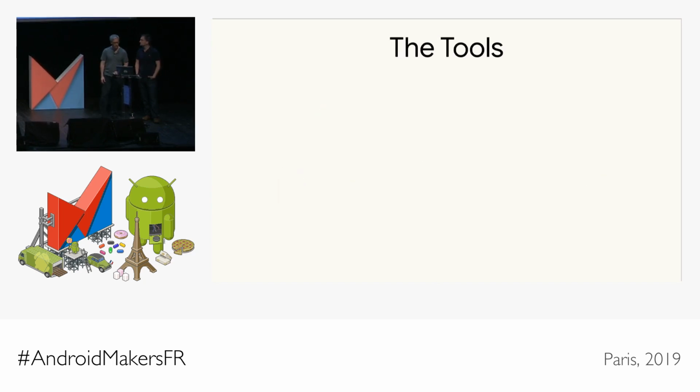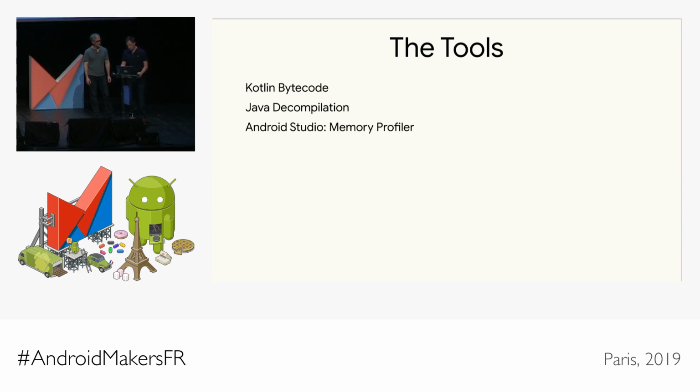All right, so we're going to look at three techniques. The first one is we're going to look at the Kotlin bytecode itself, so the actual output of the Kotlin compiler. We are also going to look at the Java decompilation. So we're going to see how to do that, but you can go from the bytecode back to Java code, and sometimes it's just easier to understand what's going on because Kotlin hides a lot of stuff, as we just mentioned. And finally, the last tool we're going to use, the memory profiler in Android Studio.